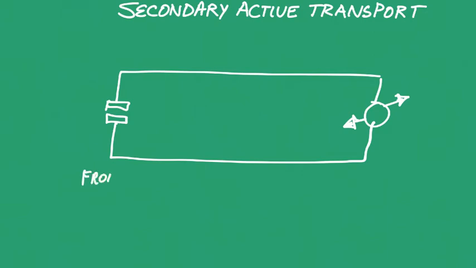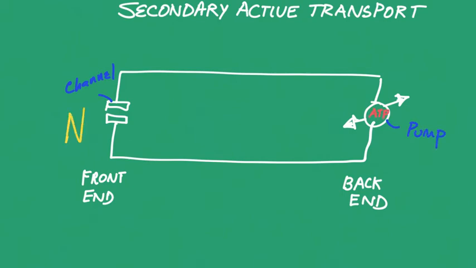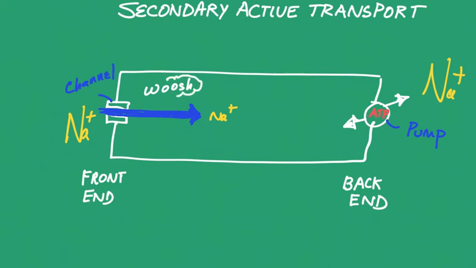So there's the front end. It appears to have a channel, and the back end has a protein pump. So there we have the channel in the front end, a protein channel, and the back end has a pump that is powered by ATP. This secondary active transport depends upon the gradient of sodium. There's always a lot more sodium outside the cell than inside. This allows the sodium to rush into the cell in a kind of whoosh.